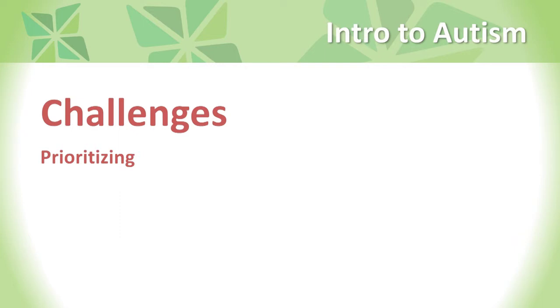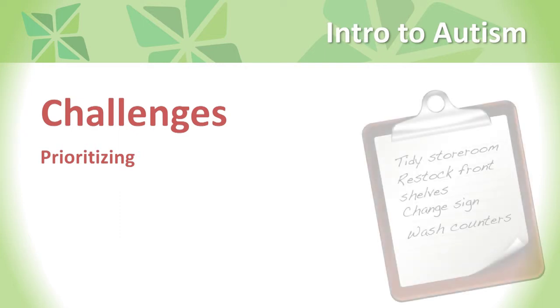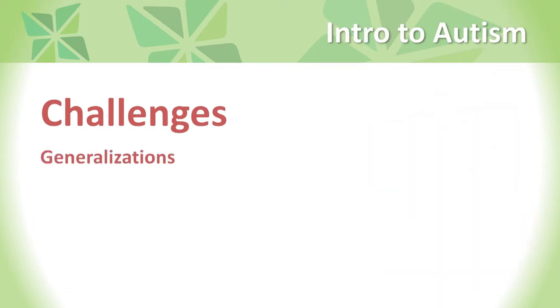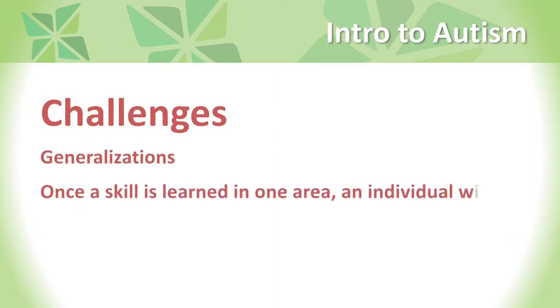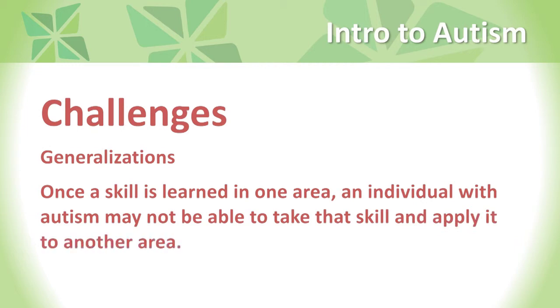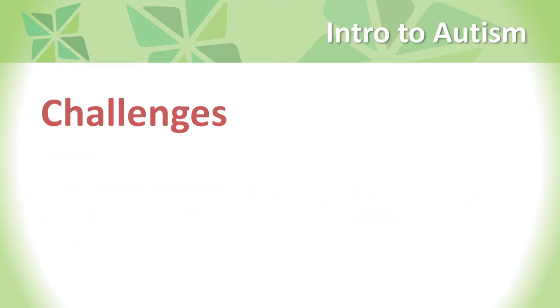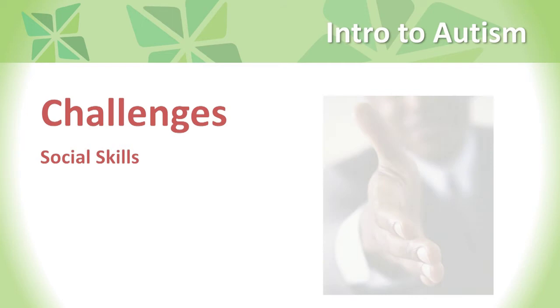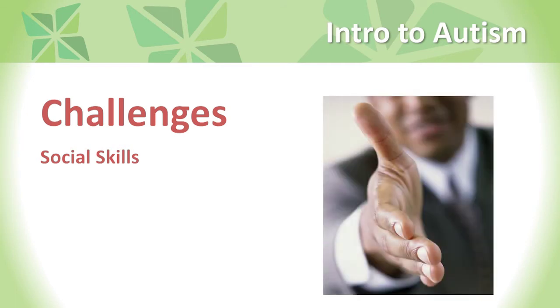Prioritizing. They may not understand how to prioritize their work, but rather work through tasks in a systemized fashion. Generalizations. Once a skill is learned in one area, an individual with autism may not be able to take that skill and apply it to another area. Social skills. Individuals with autism struggle with the social component of daily interactions.